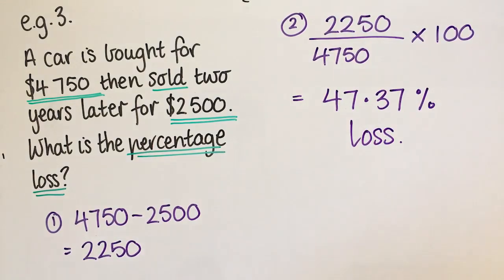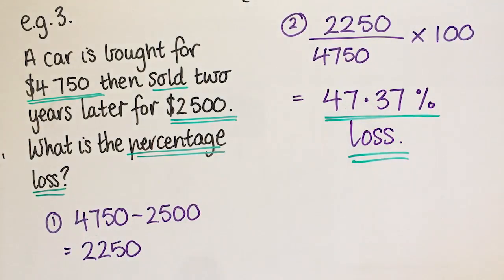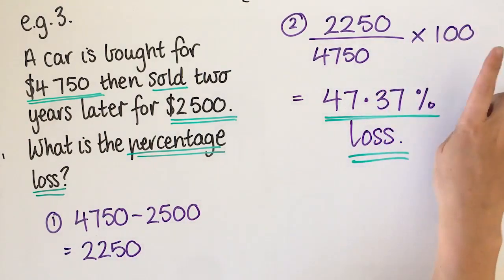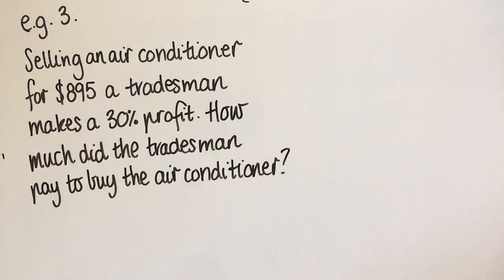It's gone down, so that much of a percentage loss is what we found. That's the answer to our question. It's a 47.37% loss, because we started with a value, we lost money, we worked out how much it changed by, we put that over the starting value, and times it by 100 to get it as a percentage. So this is the last question that we're going to do.